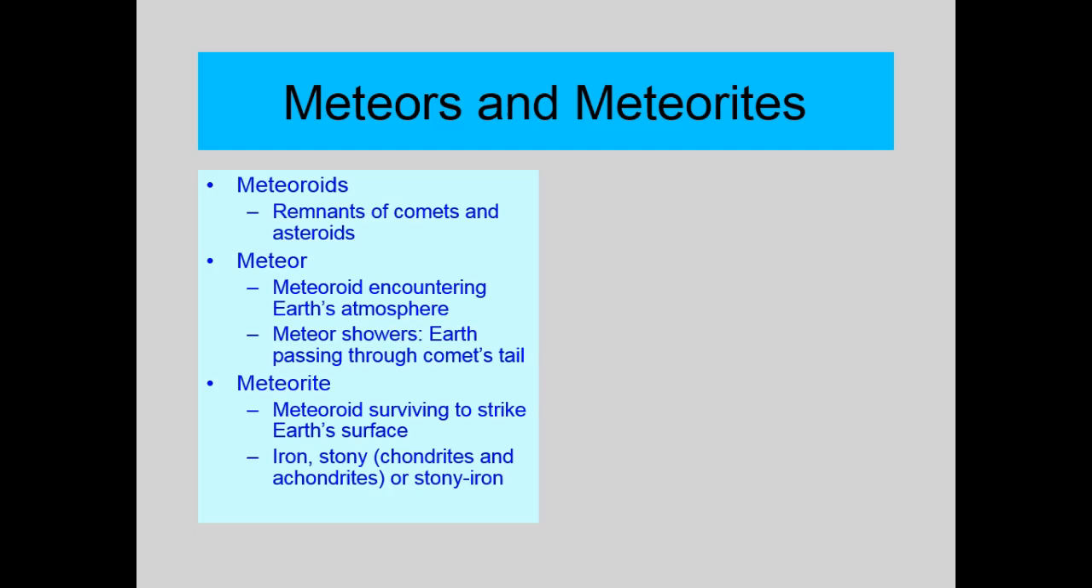So those are all classifications of the leftover junk that's just hanging around the solar system. And when the Earth passes through them, the meteoroids, if they hit the Earth's atmosphere, they become meteors. If they make it all the way to the surface, they become meteorites. Most meteors burn up completely in the atmosphere.